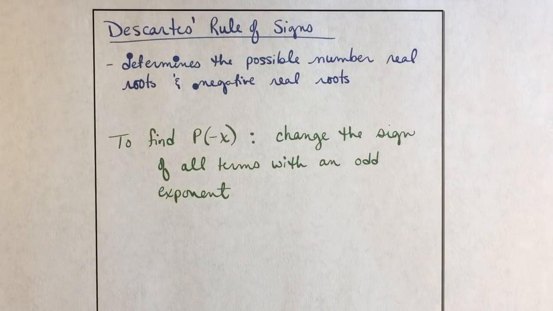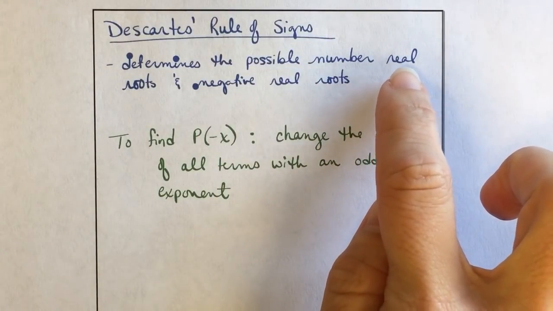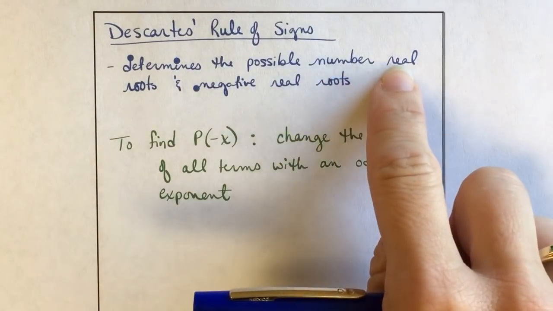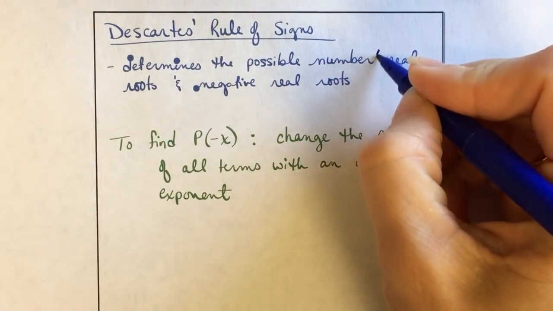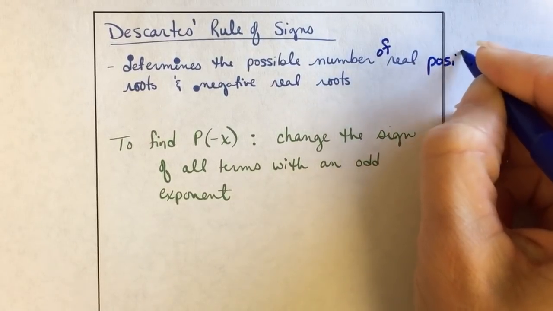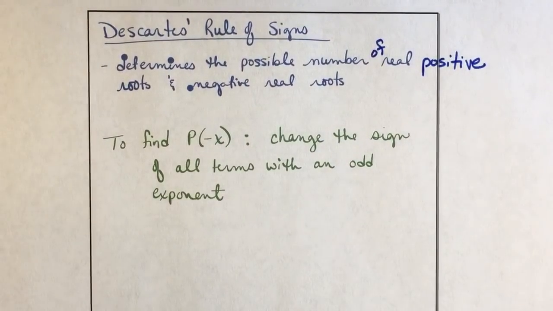What this is going to do is help you determine, out of all of your roots, how many of them are real, and I left out the word positive here. It determines the possible number of real positive roots and how many of them might be negative real roots. Okay, so how many of them might be positive, how many of them might be negative.